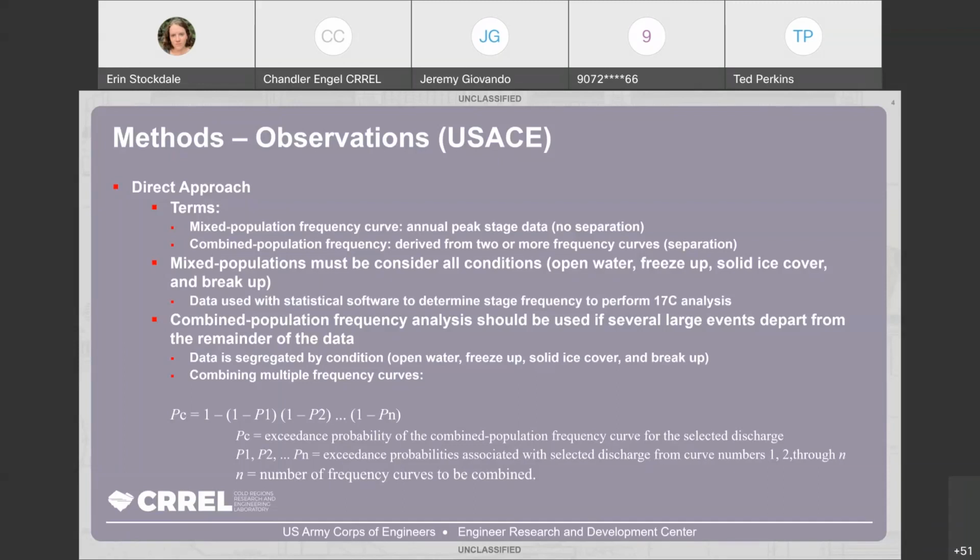When you do this combined population frequency analysis, at the end, once you figure out the probabilities of these individual mechanisms, you can then bring them all back together, and that's the equation shown there. That allows you to have a single probability of exceedance based on all these different types of events occurring.